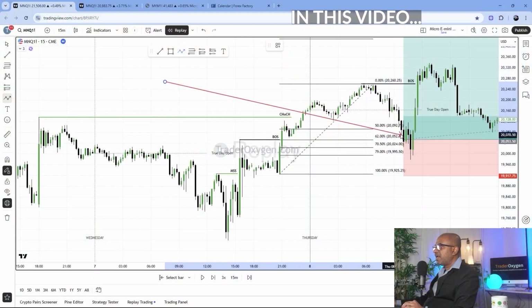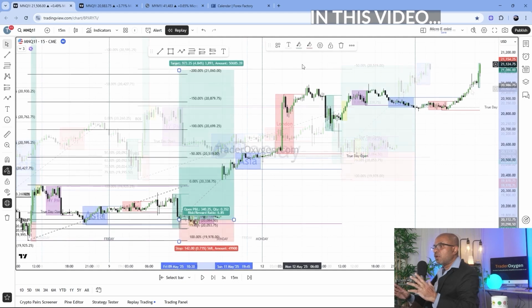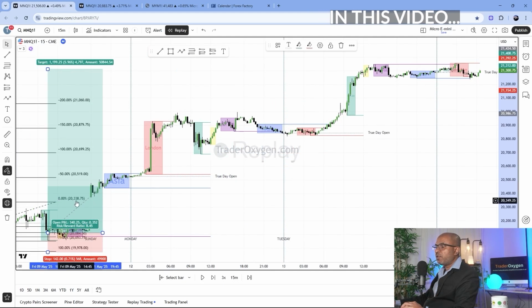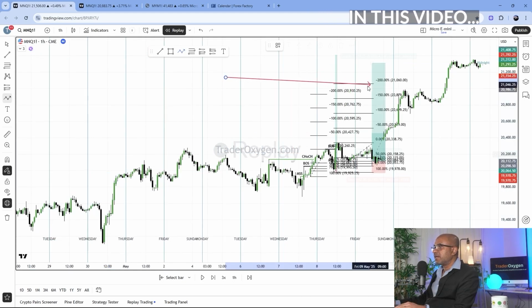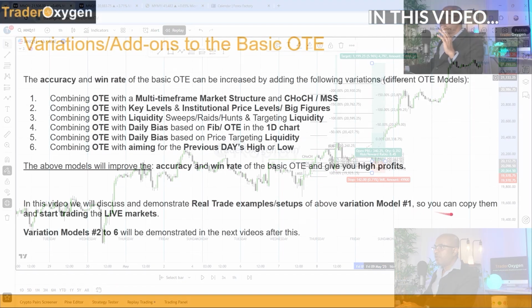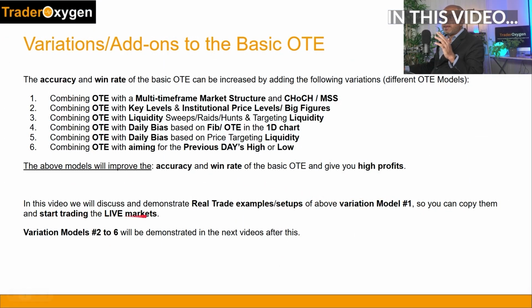So you will place a buy limit order, hit our next take profit. We have got a large profit, has reached 1 to 8 trade profit. We got two trades here, 1 to 18 risk to reward trade. So you can copy them and start day trading in live markets.